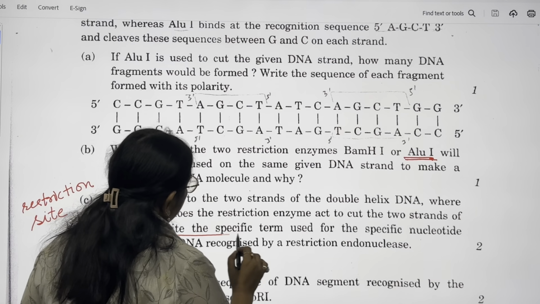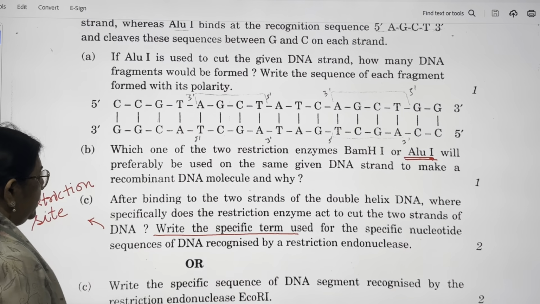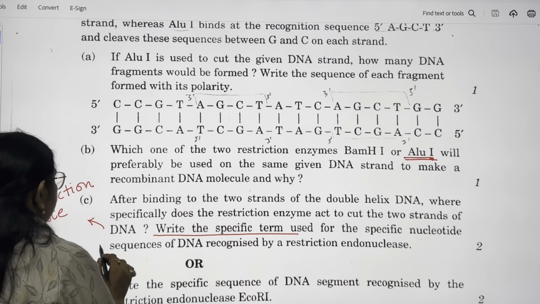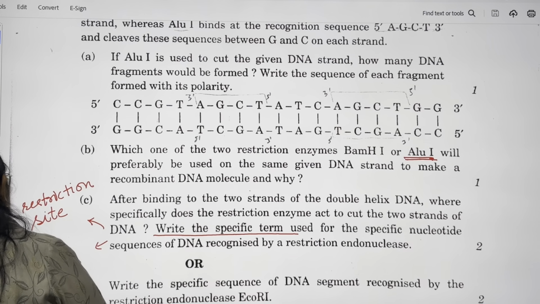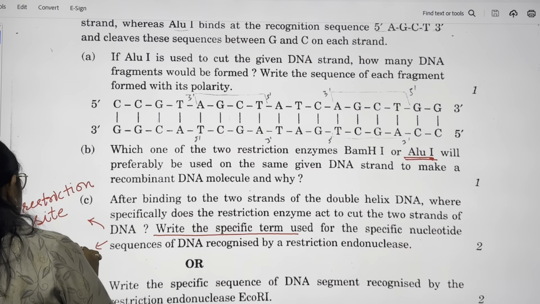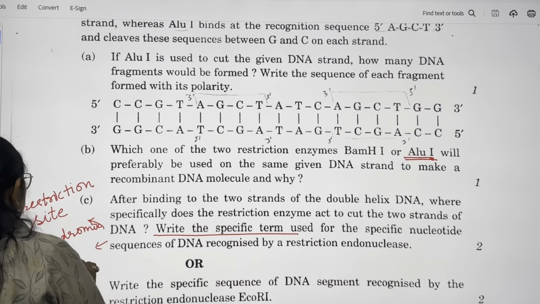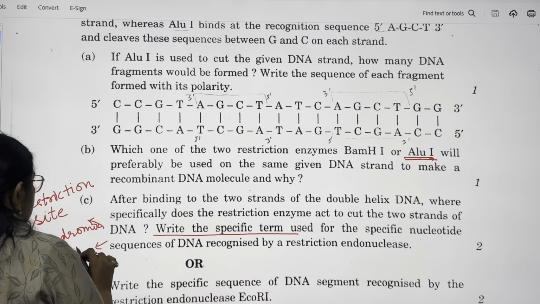Write the specific term used for the specific nucleotide sequence of DNA recognized by a restriction endonuclease, that is a palindromic sequence.